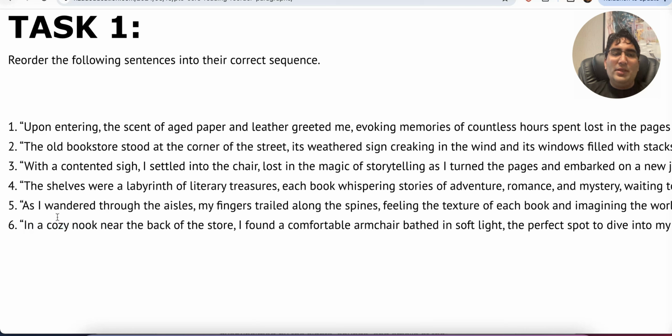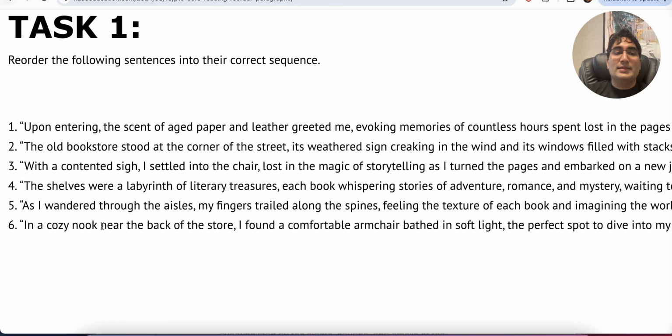Now, there are some keywords here. If you skim through, you'll be able to see it. But let me just give you a little clue here. It says in a cozy nook near the back of the store, I found, look at this, a comfortable armchair. This is the first time he's talking about the armchair, so it's a comfortable armchair. And look at the word chair here again. He is settled into the chair. Second time, it is familiar. So 6 is gonna come before 3 because 3 is already talking about the chair that has been discussed before.